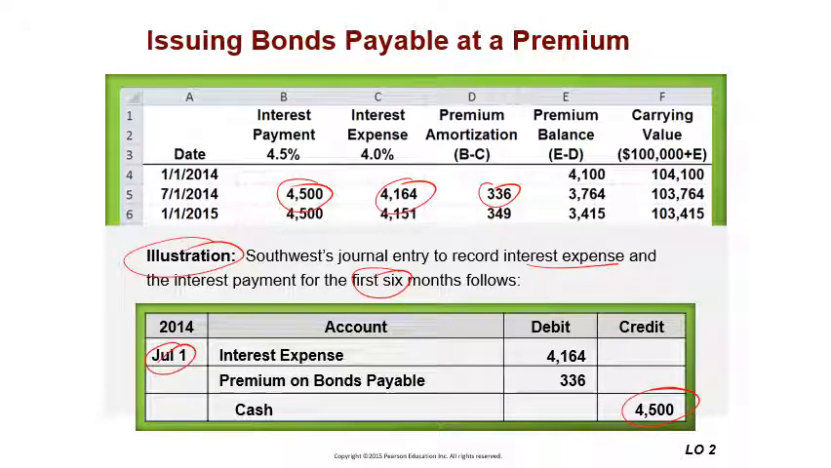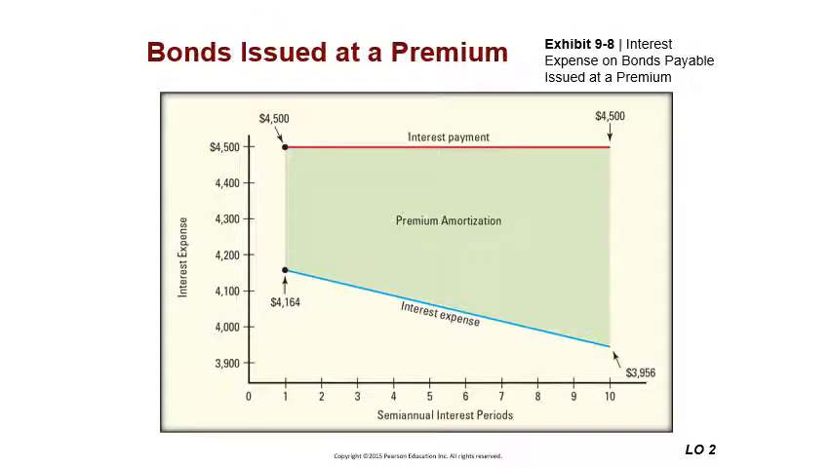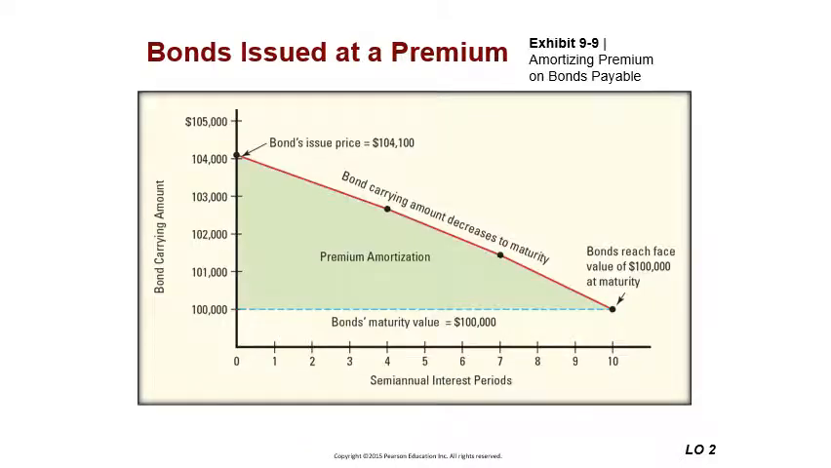If you see, the entry is balanced, right? Debit is equal to credit. So the graphical representation is that interest payments are the same, but interest expense starts decreasing, and the bond is like that. We receive more money, and eventually it has to come down so that the bond value must be equal to the face value at the end of maturity.